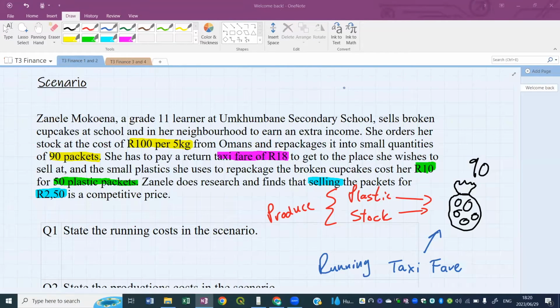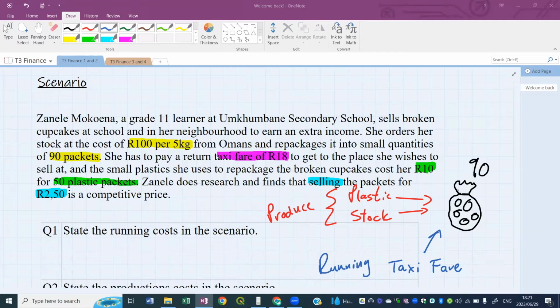But we've got running costs on the side here as well. This is one of the hardest things in a business, how to determine your running cost. Because the production cost, we can work out how much it costs to produce one packet of cupcakes. One packet is a unit.